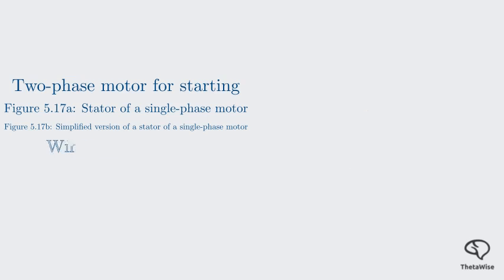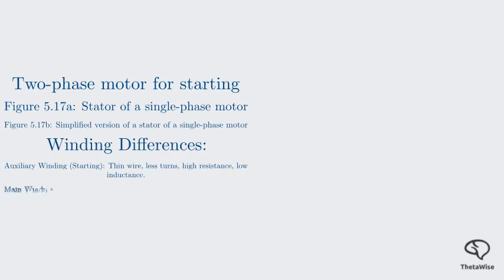It's important to differentiate between the 2 windings. The main winding is designed for continuous operation. It's made of thick wire and many turns, giving it low resistance and high inductance. The auxiliary winding is only for starting. It's made of thin wire with fewer turns, resulting in high resistance and low inductance. Together, they create the necessary phase-shifted magnetic fields.